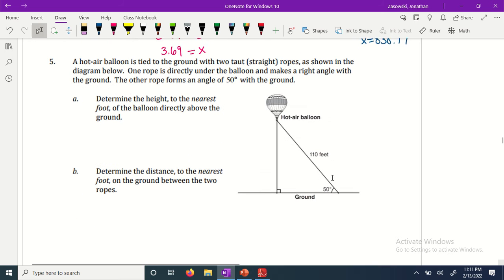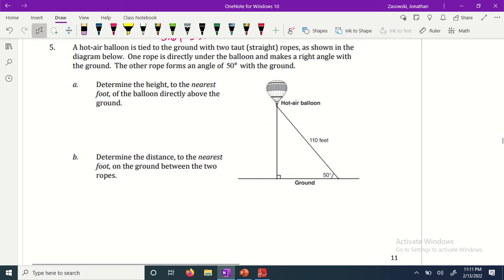Okay, number 5, hot air balloon tied to the ground, 2 straight ropes. One of them is on the diagram below going diagonally, one's going to the ground. The other rope, which is 110 feet, is forming a 50-degree angle. So we want to figure out 2 things. What is the height of the balloon directly over the ground? So this is part A, we'll call this A. And the distance between the 2 ropes, which we'll call this B here, okay?